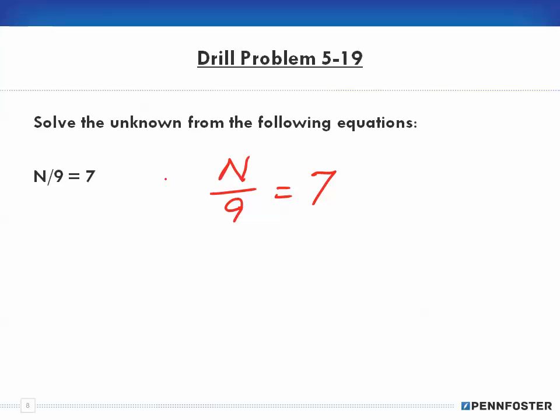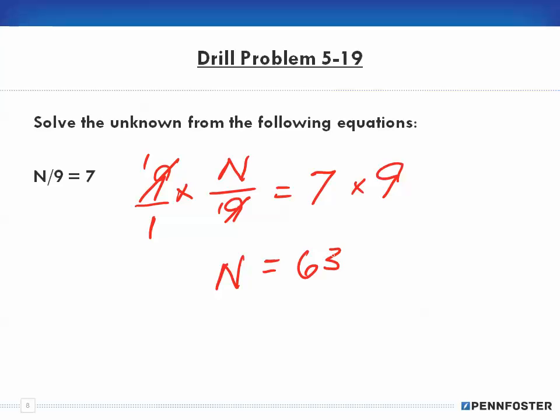So I have 9 times 9. Now remember that when I'm multiplying by 9, I'm multiplying by a whole number, which is understood to be over 1, right? Any number over 1 is that number. So by multiplying by 9, now I can cancel out. That reduces to a 1, and that leaves me with 1 times n and 1 times 1, or just plain old n, which is equal to 63. 7 times 9 is 63. Okay. Let me go back over that real quick.